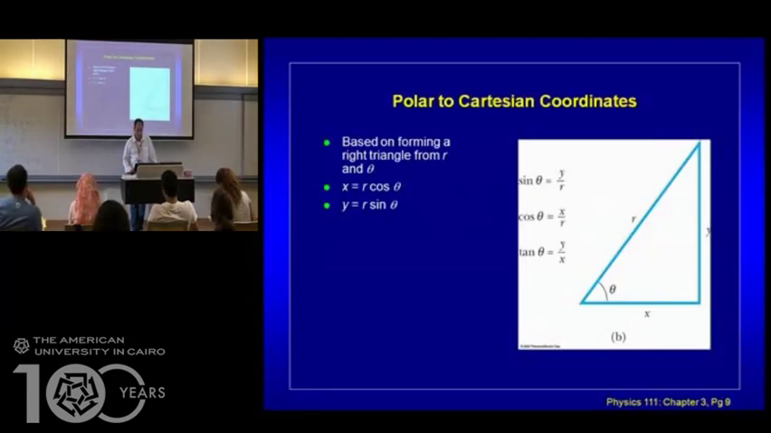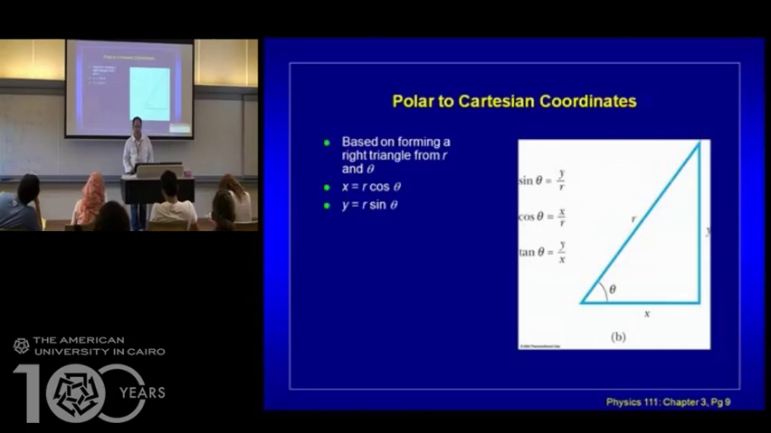And from polar to Cartesian, if we know r and theta, x will equal r cosine theta and y will equal r sine theta. Remember, theta is the angle between the positive x-axis and the vector. This is very important. It's the angle between the positive x-axis and the vector.